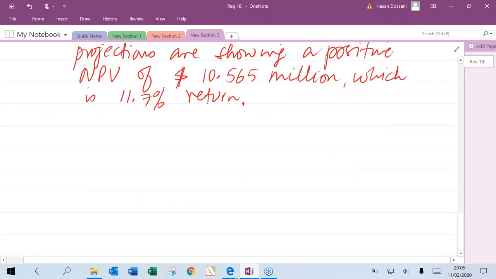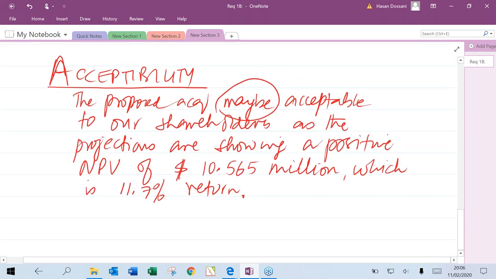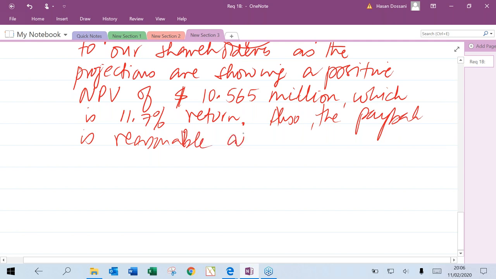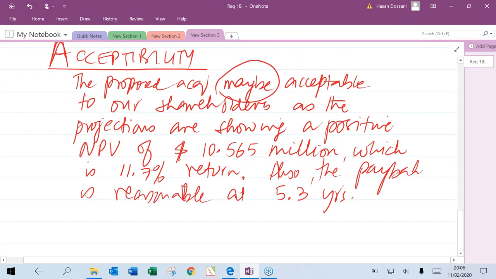The second paragraph needs to talk about cultural differences. Payback would be 5.23 years. Yes. Let's mention the payback as well. That's a good one. I like it, Umesh. Also, the payback is reasonable at 5.3 years. That's good. This will really impress the examiner.